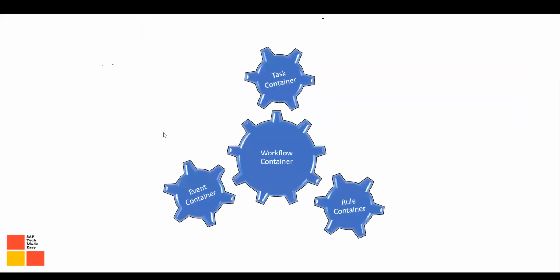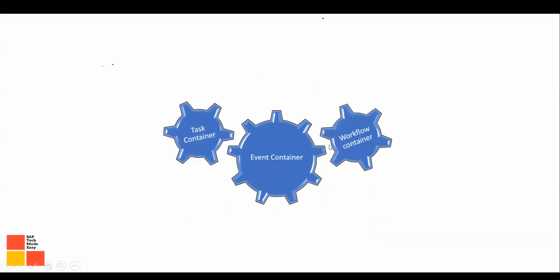Fine. Now here you can see the possibilities: a workflow container can transfer data to a task container, to a rule container, and to an event container. That means a workflow container can exchange data with a task container, event container, or rule container. So this is just the theoretical part.